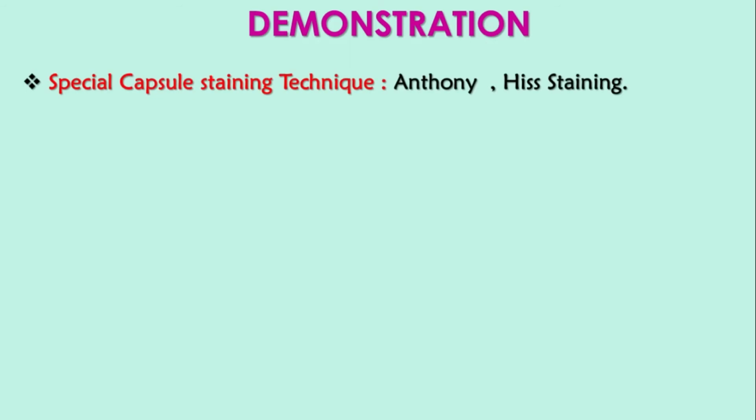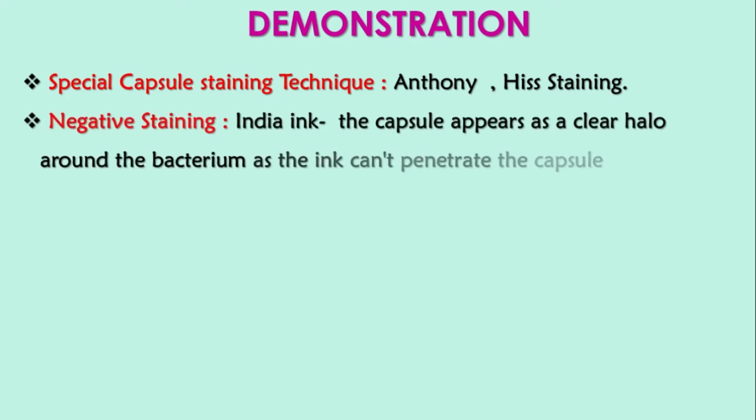Now let us see how it can be demonstrated. There are various ways we can demonstrate the capsule. One of the special staining techniques for the capsule is Anthony's staining, and Hiss staining is also used. Secondly, the most commonly used, routinely used in most laboratories, is negative staining by India ink. The capsule appears as a clear halo around the bacterium, as the ink cannot penetrate the capsule. So it can be easily demonstrated in our laboratory under the compound microscope.